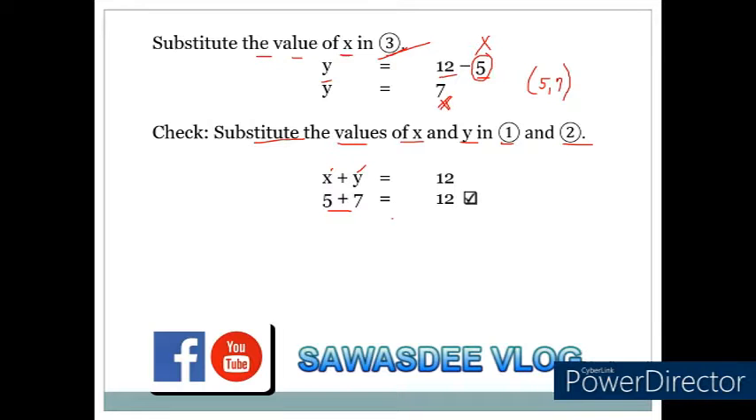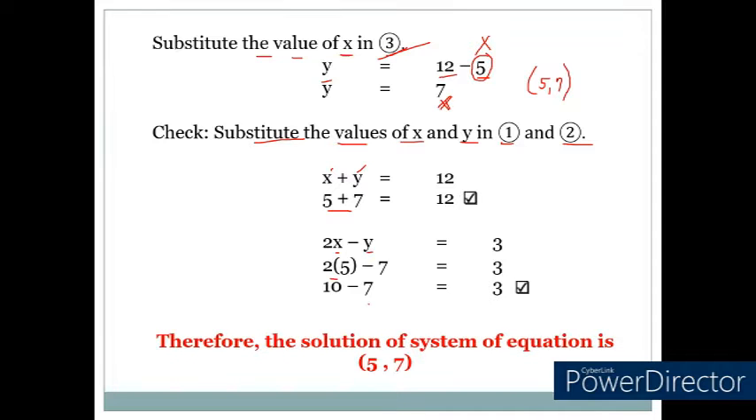Now let's check equation number 2. Equation number 2 is 2x minus y equals 3. We substitute your x and y, which is 2 times 5 minus 7. We multiply 2 and 5, which becomes 10. And then 10 minus 7 equals 3. And that is true. After checking, we are now ready to conclude. The conclusion is, therefore, the solution of the system of equations is 5 and 7.